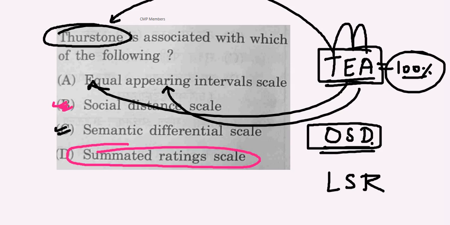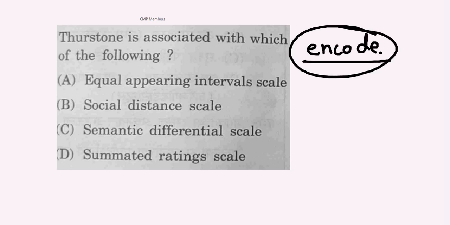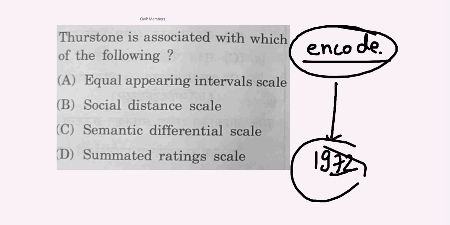It is completely okay that remembering LSR is not at all easy. See, T you can remember: T stands for Thurstone equal appearing interval scale, but LSR is different. So we will just encode it properly in our memory right now so that it becomes 1972 Craik and Lockhart, deep level, shallow processing.